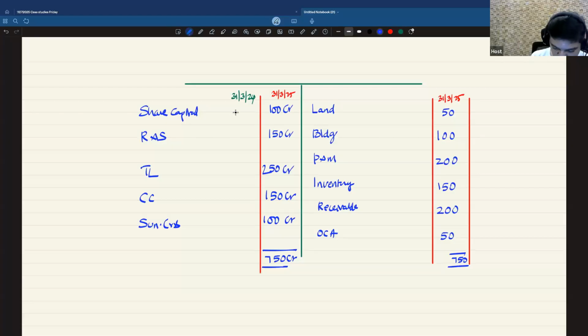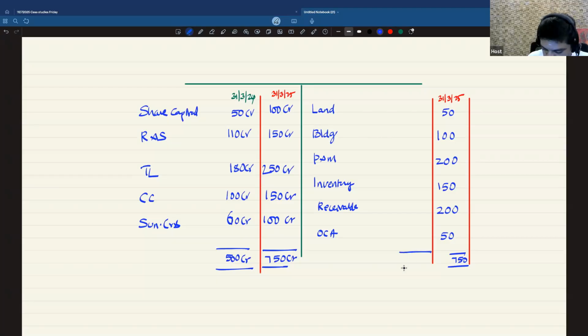Let's see what was their capital. Their capital was only 50 crore. Their reserves and surplus is 110 crore. Term loan was around 180 crore only. Cash credit was at around 100 crore. Sundry creditors was around 70 crore. Now if you total, let's see what it is: 50 plus 110 plus 180 plus 100 plus 70. So the total was around 510 crore. For simplicity, I'll make this 500 crore.